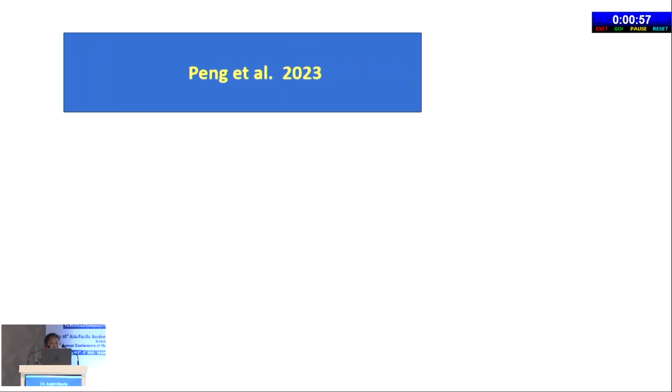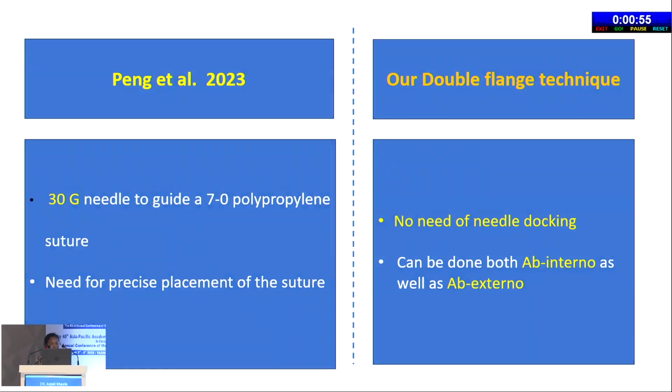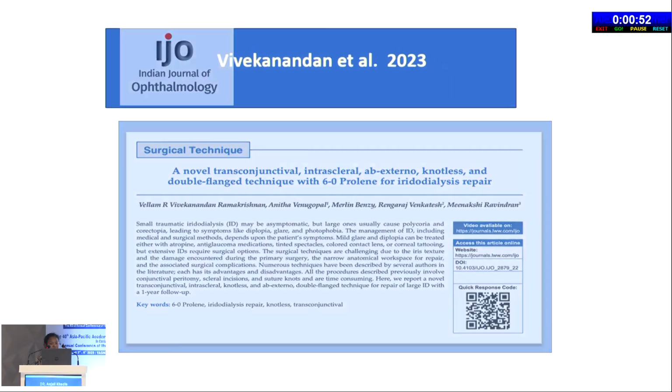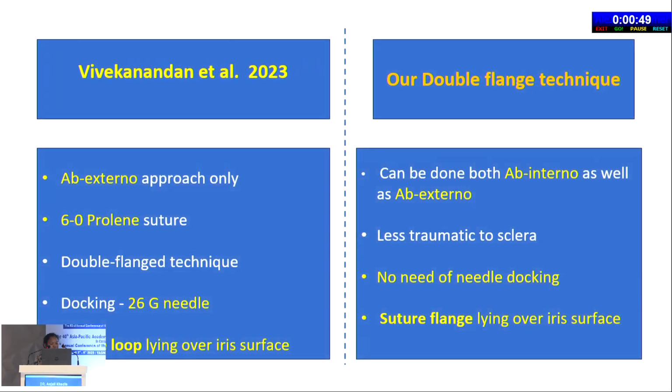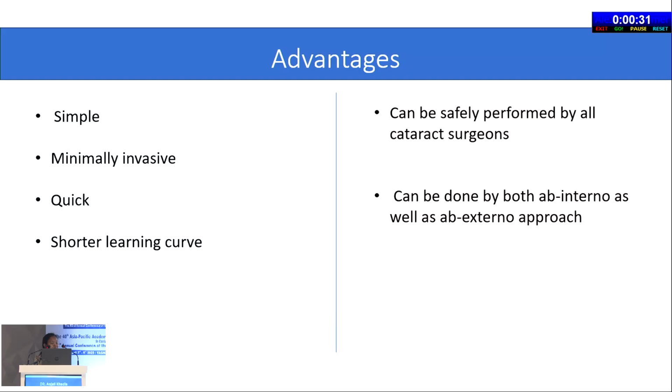Peng et al. 2023 used 30 gauge needles. The same year, Vivekananda et al. also used a 26 gauge needle, that is the ab externo approach. They used 6-0 Prolene suture and the suture loop, that is a U-shape, was lying over the iris surface. But in our double flange technique, the suture flange is lying over the iris surface, there is no need of any needle docking, and it can be done both ab interno as well as ab externo. So the advantage of our technique is that it is very simple, minimally invasive, quick, has a gentle learning curve, and can be safely done by all our cataract surgeons, both ab interno as well as ab externo.